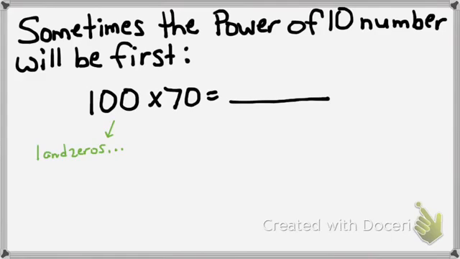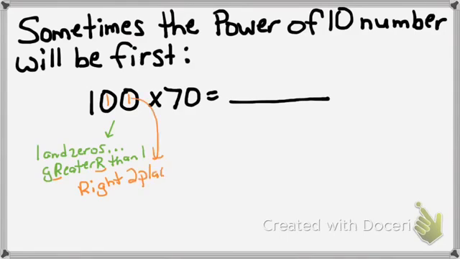Well, is 100 greater than 1 or less than 1? 100 is greater than 1. My R's tell me I'll be moving my decimal to the right. How many places? Count my zeros. There are 2 zeros, which means I'm going to move my decimal 2 places to the right.